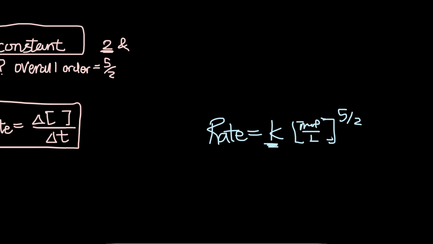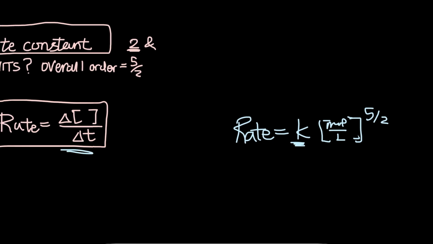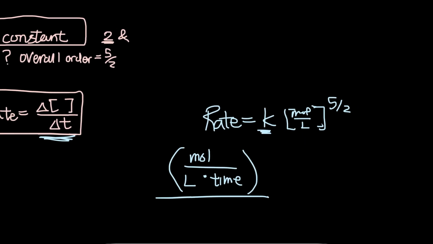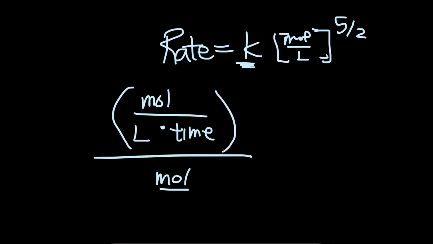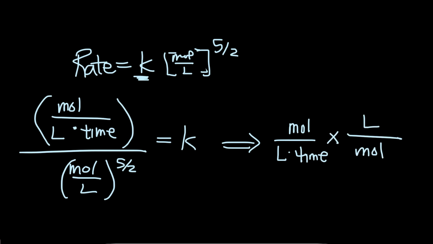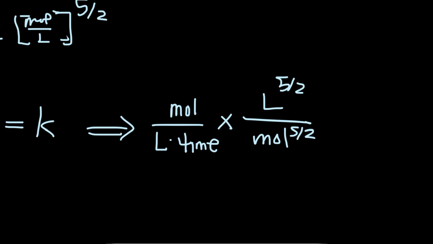So we have to isolate rate. We know rate is in units of mole per liter times time. And then we have to use this rate and then divide it by this so that we can isolate for the k. Mole per liter to 5 over 2. That'll give us k. And then we're going to just multiply it by the inverse. And we're going to do some canceling, exponent laws.